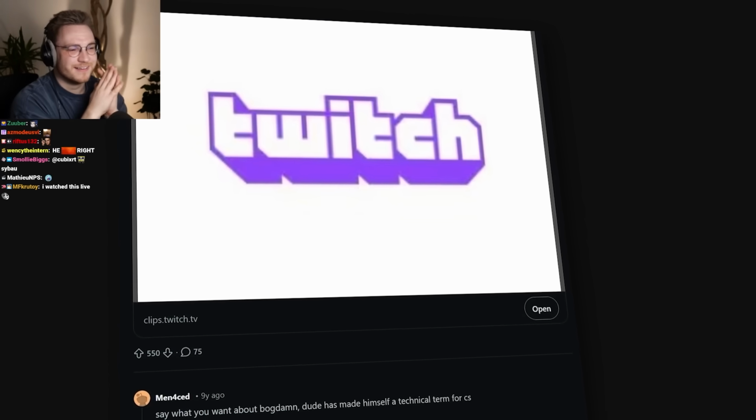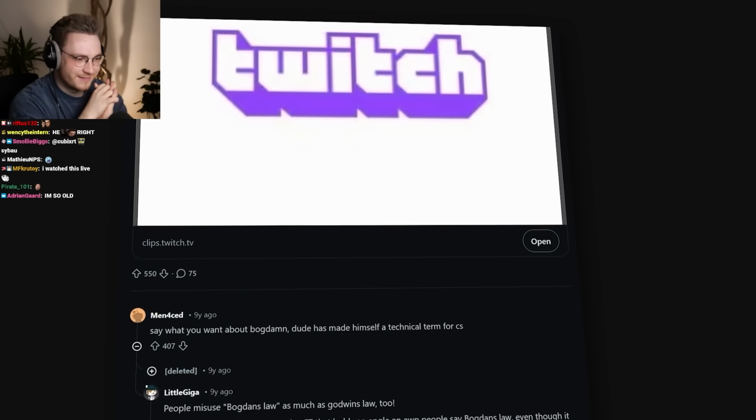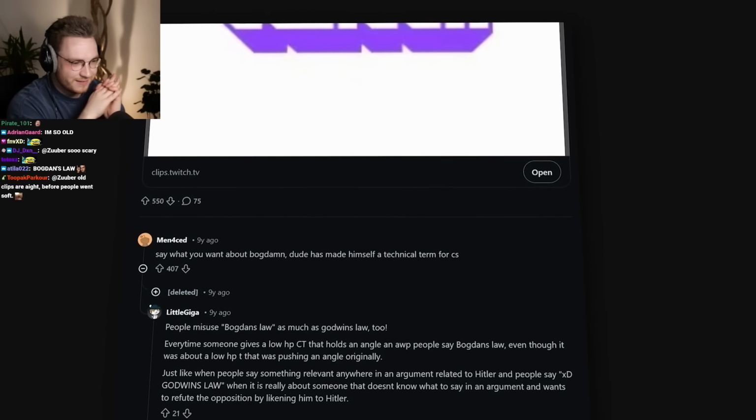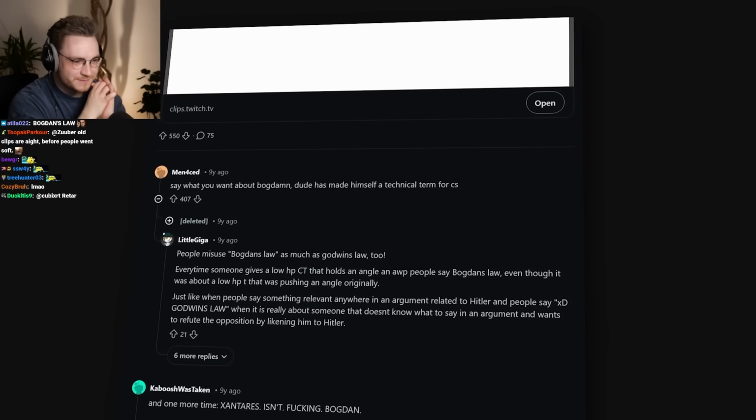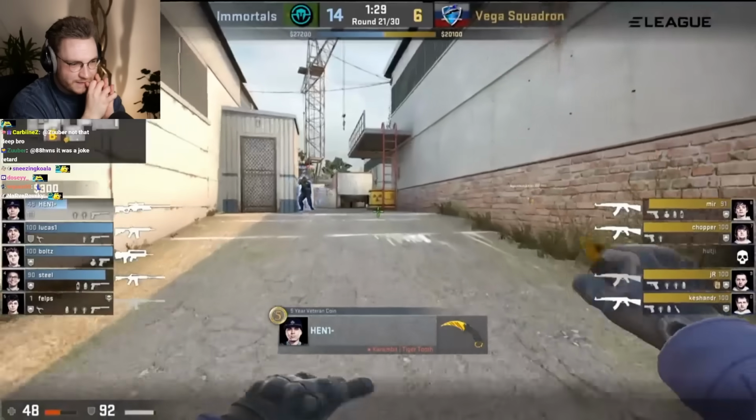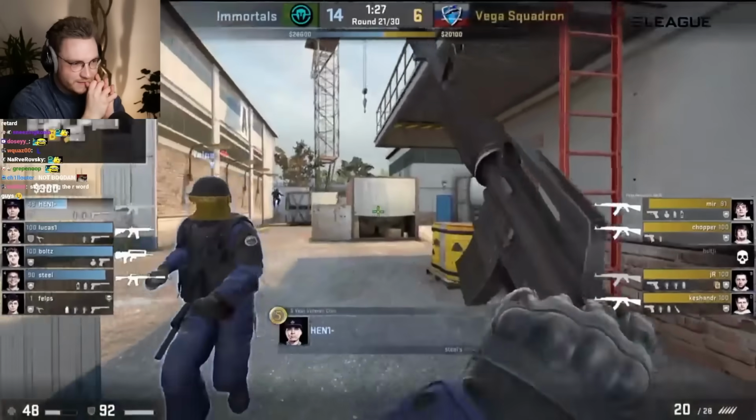Bogdan's Law became the subject of debate between players. Some agreed that it's worth dropping the AWP to the player with low HP, and some others said it's stupid and doesn't really matter. But since this incident happened, the term has been used frequently by casters, and the actual action of swapping weapons happens all the time now in pro play, and eventually even with Steel himself.